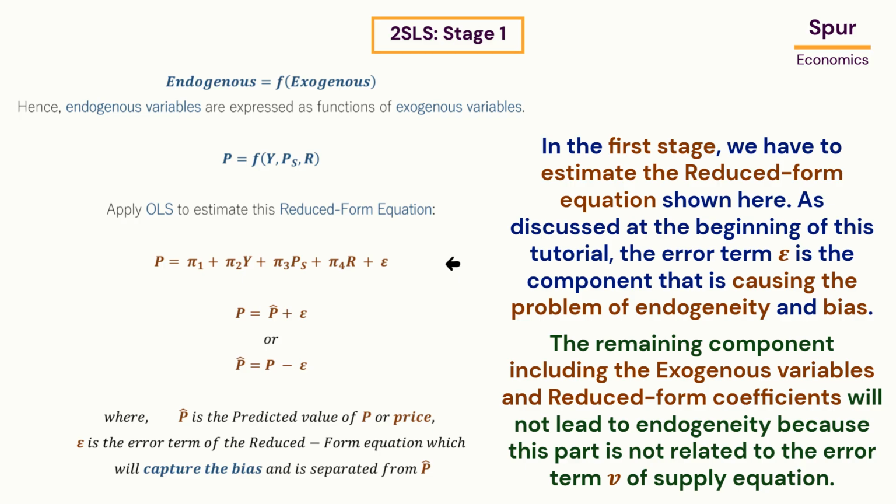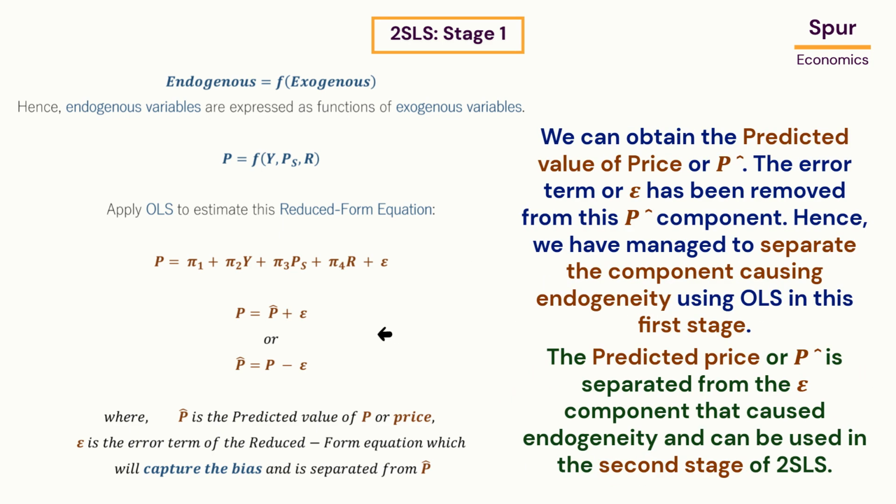As discussed at the beginning of this tutorial, the error term epsilon is the component that is causing the problem of endogeneity and bias. The remaining component, including the exogenous variables and reduced form coefficients, will not lead to endogeneity because this part is not related to the error term upsilon of the supply equation. We can obtain the predicted value of price or P cap. The error term or epsilon has been removed from this P cap component. Hence, we have managed to separate the component causing endogeneity using OLS in this first stage. The predicted price or P cap is separated from the epsilon component that caused endogeneity and can be used in the second stage of 2SLS.